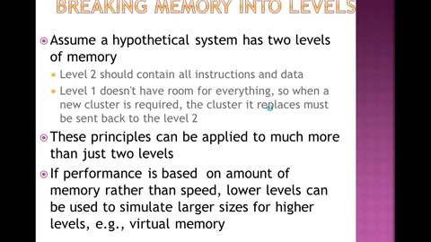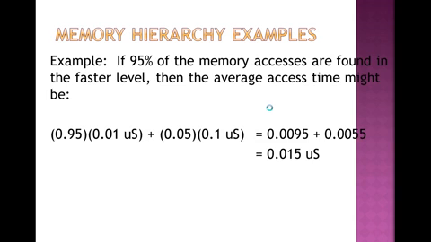If the performance is based on the amount of memory rather than the speed, lower levels can be used to simulate the larger sizes for the higher level, that is your virtual memory. An example is your virtual memory. This says we can break the memory into different levels, and we are using multiple levels for storing the instructions and the data, because a single memory is not efficient or perfect for storing the data. So the computer uses more than one place to store the data.